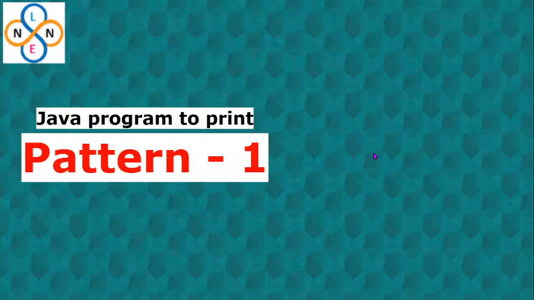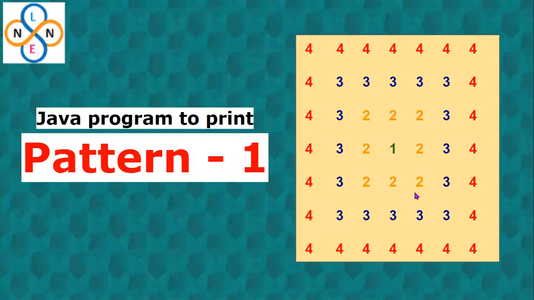In this video, we are going to discuss a Java program to print a pattern, and the pattern is this. So if you just observe, it is a 7 by 7 matrix where the complete outer boundary is with 4, then the next inner boundary with 3, and the next further inner boundary with 2, and then the last digit will be 1.